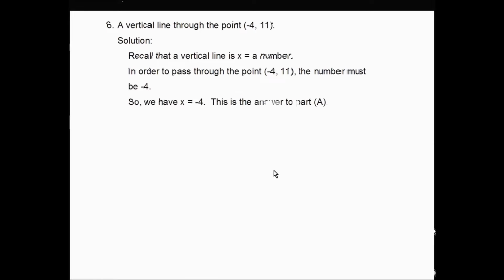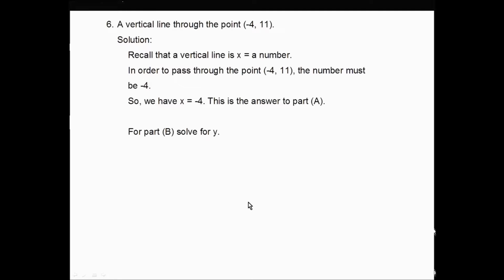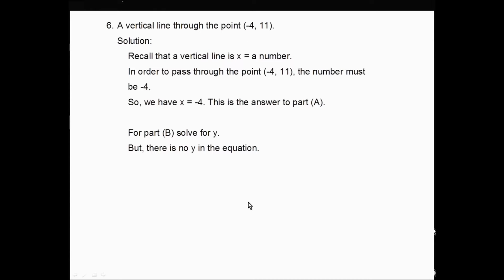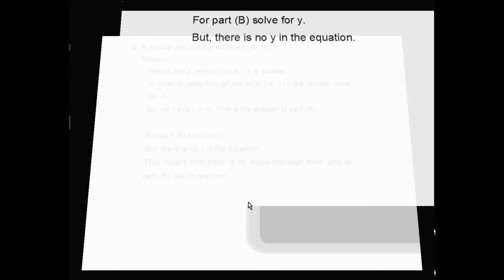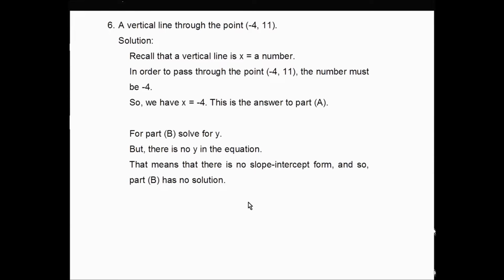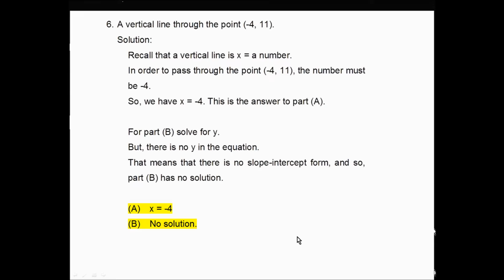Okay, notice that's the general form. x equal negative 4. Remember, for slope-intercept form, I'm supposed to solve this for y. There is no y. So there is no slope-intercept form. So for part B, we're going to solve for y. Can't be done. So part B has no solution. Okay, this is a vertical line. So part A is x equal negative 4. Part B is no solution. There's no y to solve for.